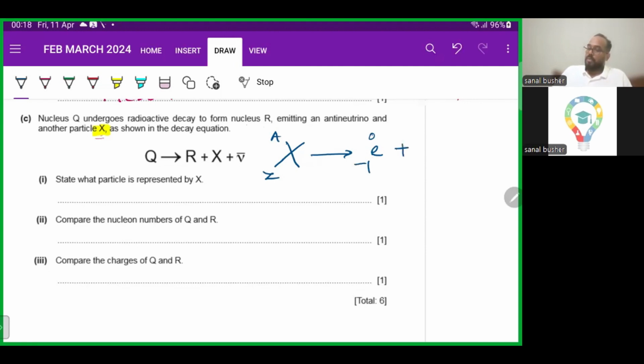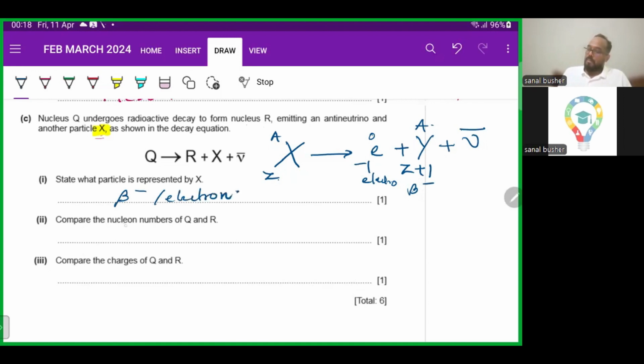Then what happens? It will form another particle. So this one, Y, I am taking. So what happens to the charge, the proton number? Z minus 1, 1 is gone, so it will become Z plus 1, right? So Z plus 1 minus 1, Z. A plus 0, A. Along with this, the antineutrino particle is also emitted. This is the equation for beta minus emission. This is an electron, or you can say a beta minus particle. Here, state what particle is represented by X. Now you can see that it is a beta minus particle or electron.